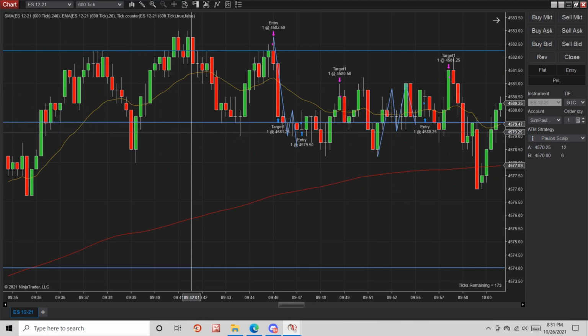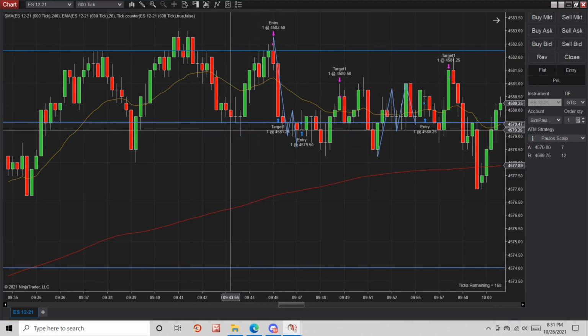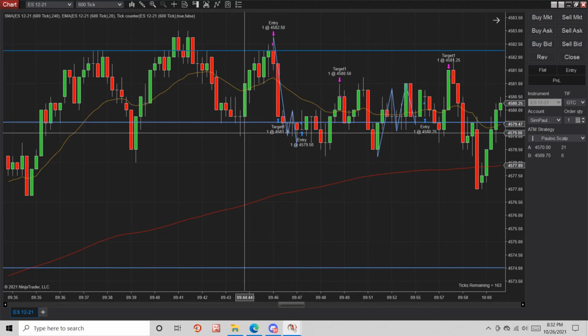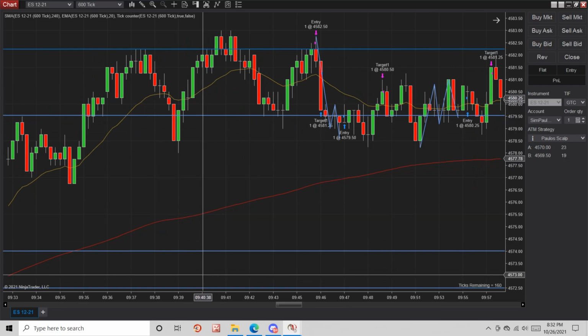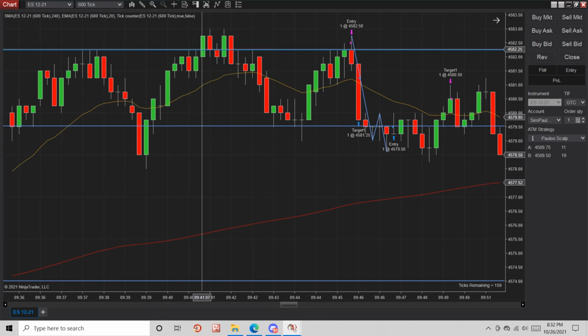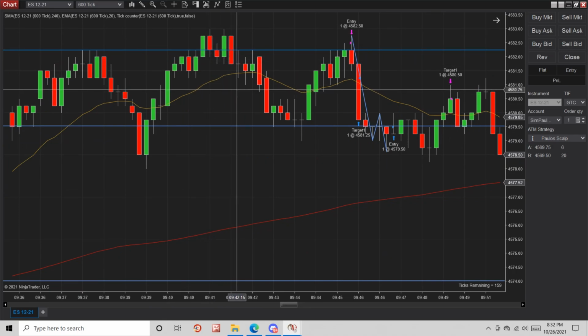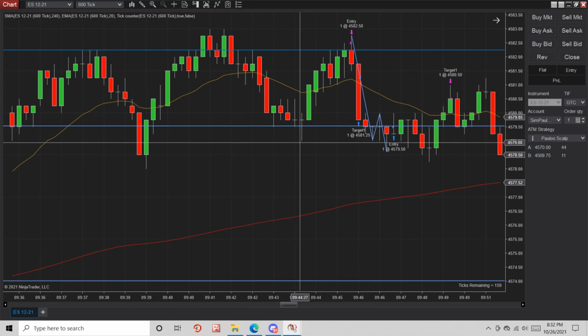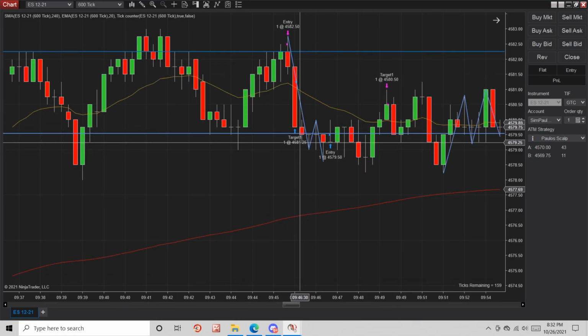Another trade. Let's go back a little bit. This was my first trade of the day. This was my second trade. This was my third trade. Now we're going back for my first trade. My first trade looks a little bit weird on these charts.